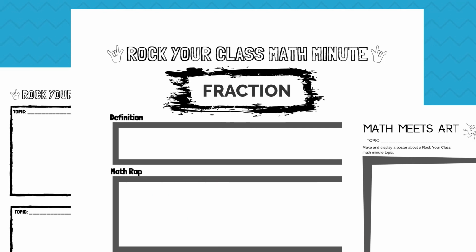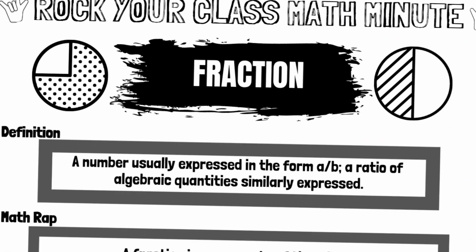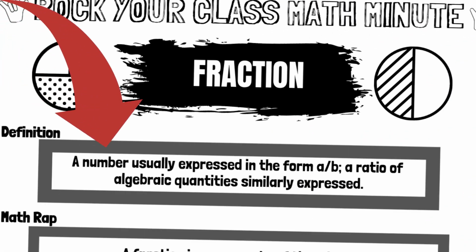Fraction. What does the dictionary say? A number usually expressed in the form a/b. A ratio of algebraic quantities similarly expressed.